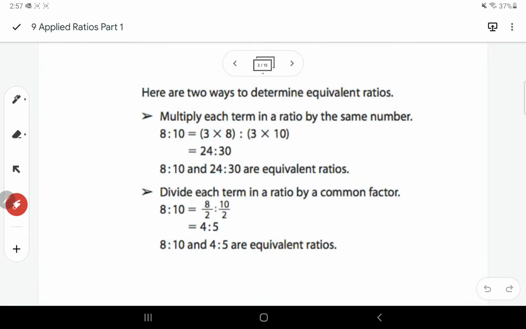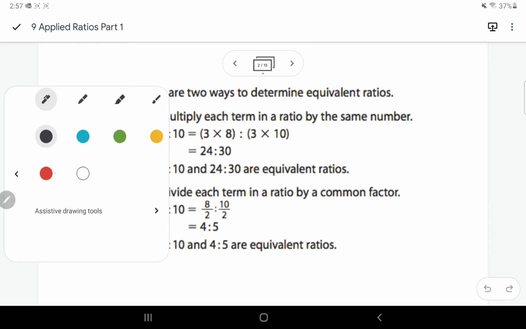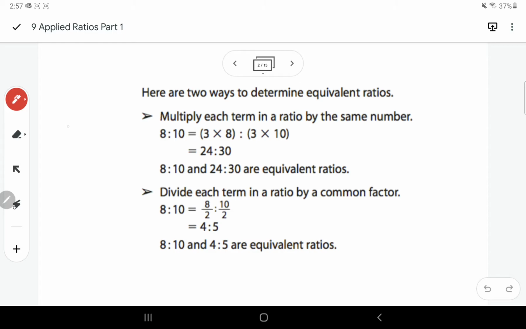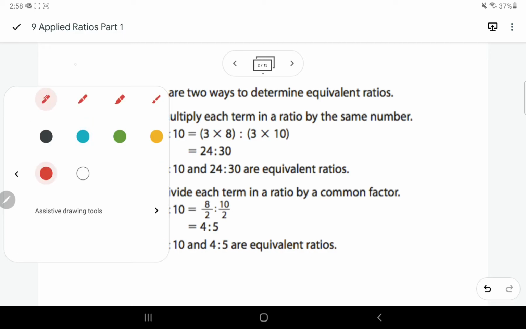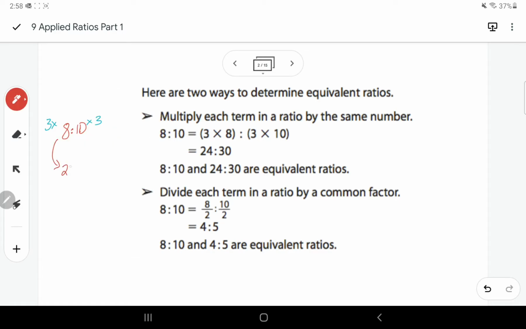So we want to be able to determine what equivalent ratios are, and typically we do that either by multiplying or dividing. So, different ways to write ratios. This first ratio is 8 to 10, and you can multiply both of these by 3 and get an equivalent ratio, which is 24 to 30. So multiplying the 10 by 3 and multiplying the 8 by 3, we get an equivalent ratio.